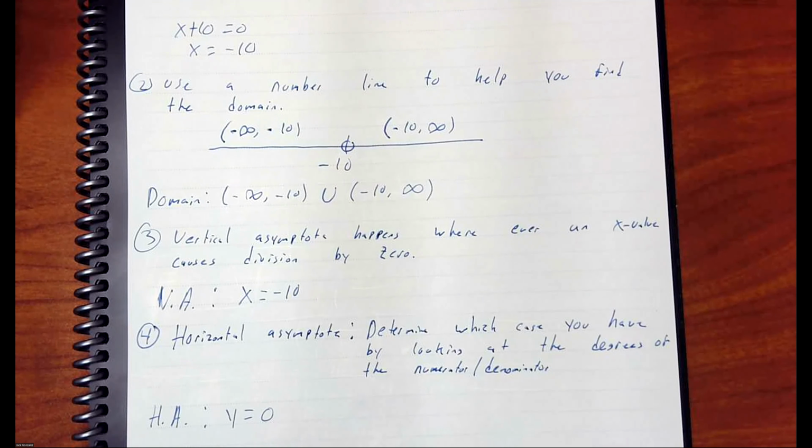There's no case 3 in your homework. If the power is bigger on top, then you got some problems. I would first try to factor and see if you can just cancel. But if you can't, you have to do long division. There's no choice.